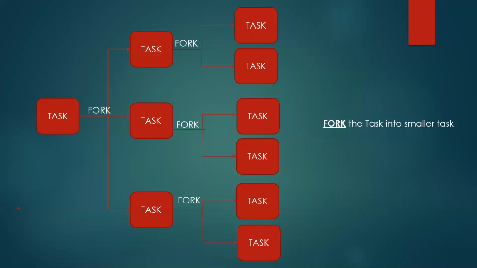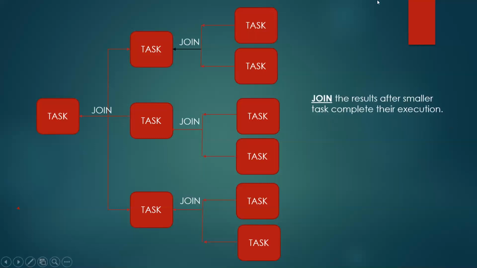Each task is converted into smaller tasks. Each smaller task is executed by a single thread, and whatever result is generated as part of the smaller task is combined or joined together to construct the result. Then all these results are combined together to have the final result of the execution.